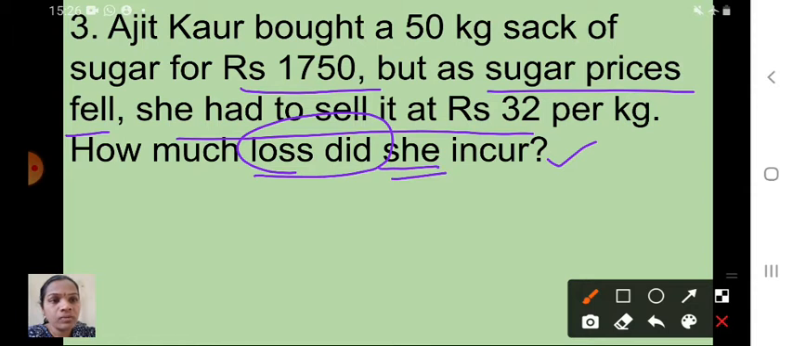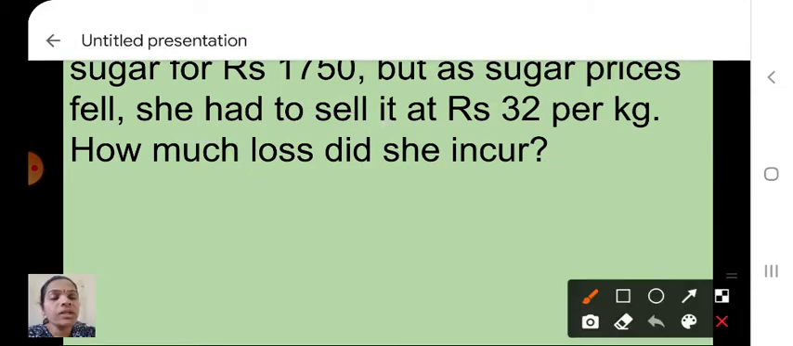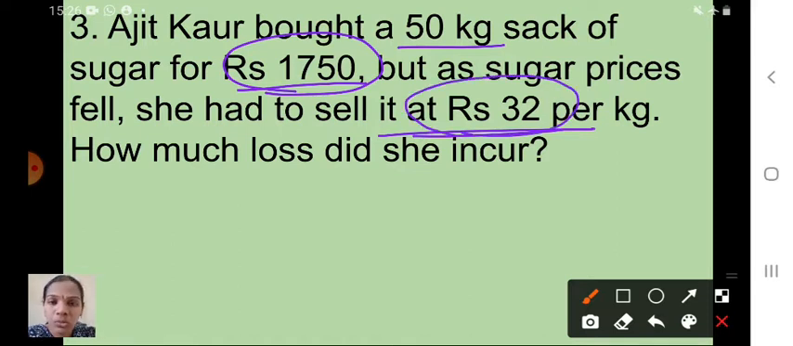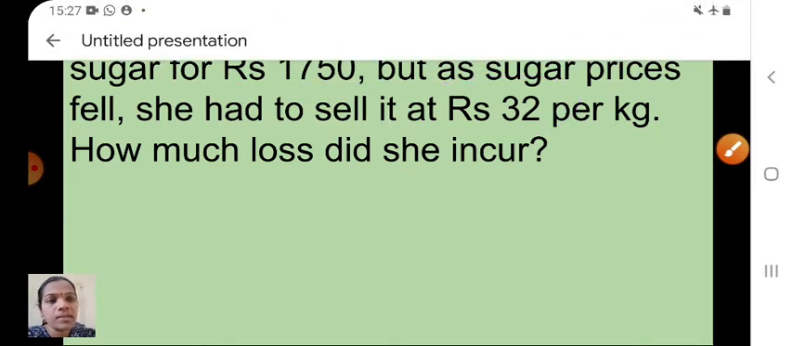So how much loss we have to find? For that, first what do we have to do? Say here, 50 kilogram of sugar is what? 1,750. So here cost price is given and selling price we have to find. That means selling price of 1 kilogram of sugar is what? Rupees 32. So for 50 kilogram, how much will she get? We have to find. Okay, afterwards only we can find the proper amount of loss. Okay, children. See next slide.